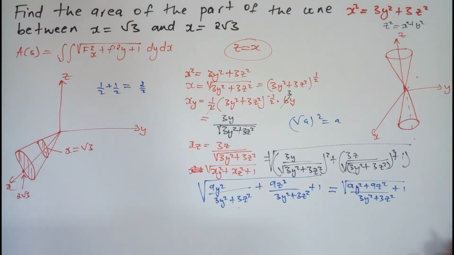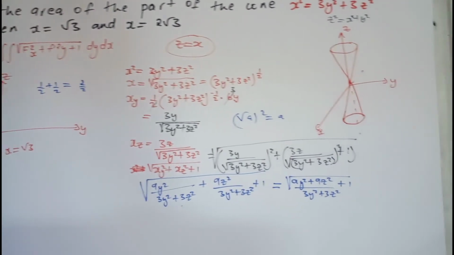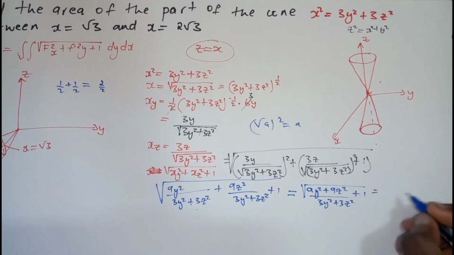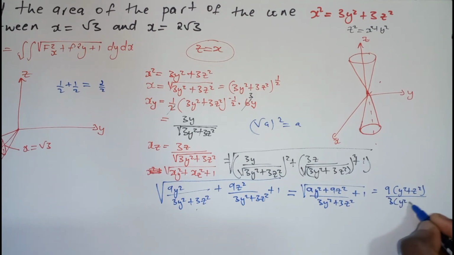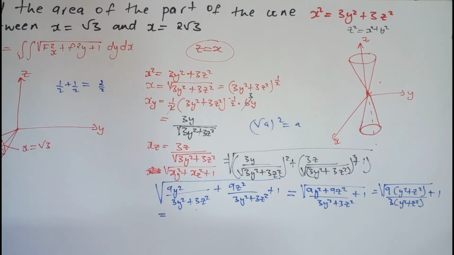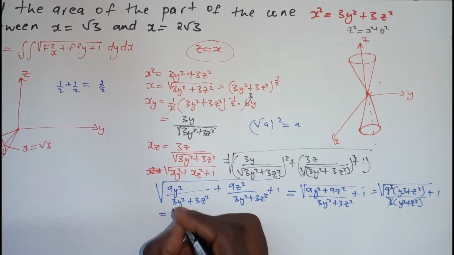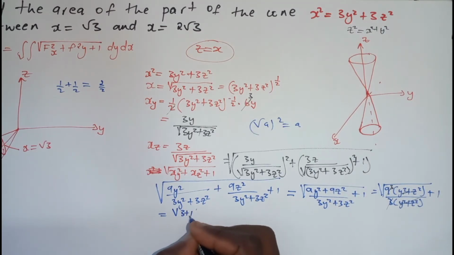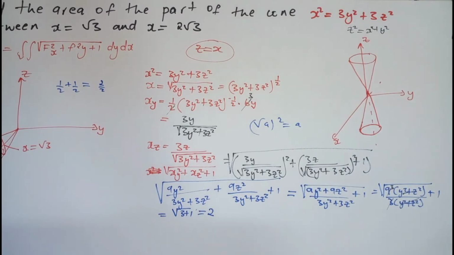Okay, so as you can see, we can factorize here. We have 3 and we have 9. Let's do that. So we're going to have 9 times (y squared plus z squared) divided by 3 times (y squared plus z squared), plus 1, all under the square root. Okay, then what is going to happen? 9 divided by 3 gives us 3, and this over this gives us 1. So now we have the square root of 3 plus 1, and that is equal to 2.